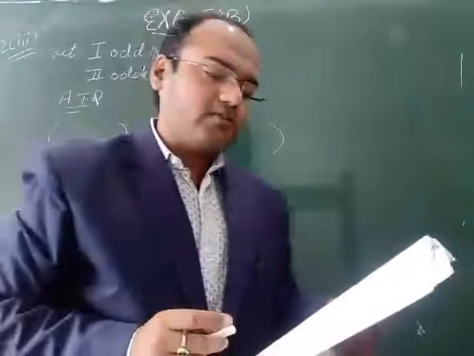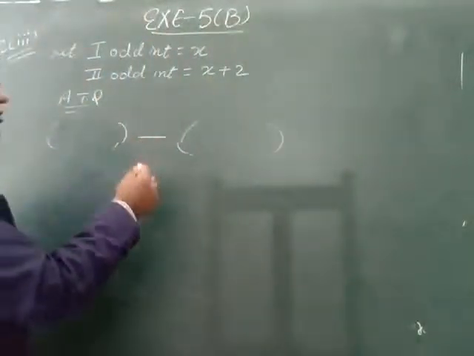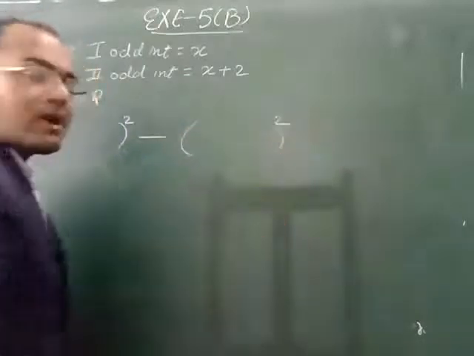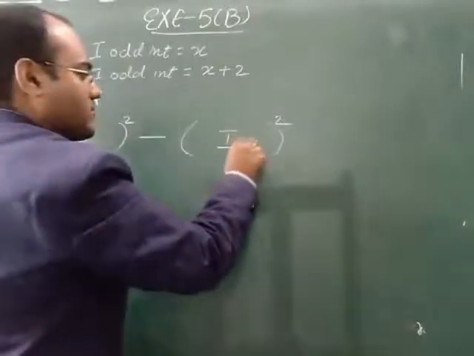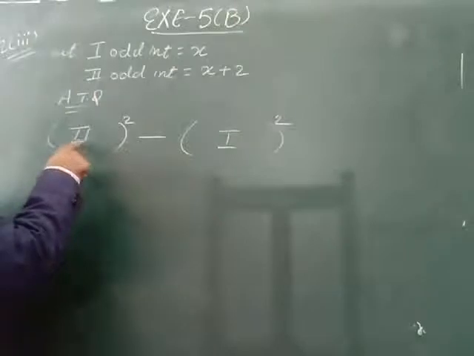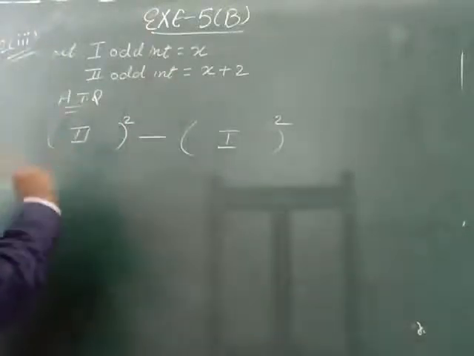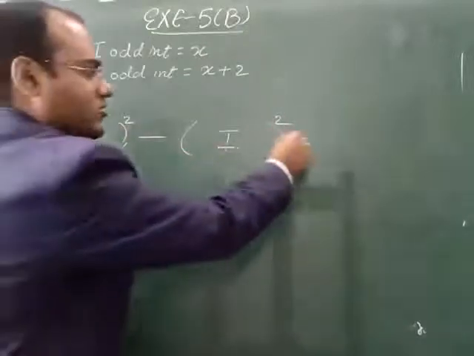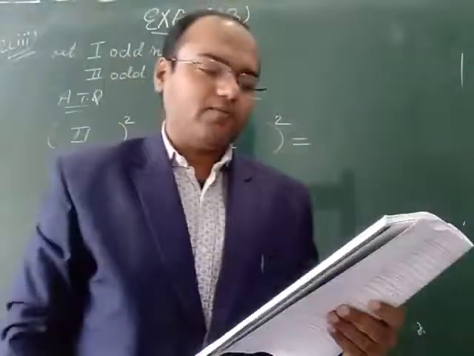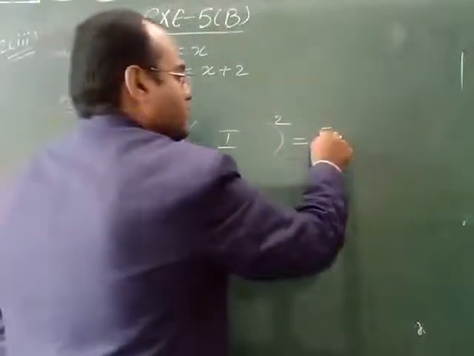What is the question? Difference between the squares. Difference means minus. Whose difference do we have to find? The squares' difference, so here we take power 2. Second number square minus first number square. Why am I writing the second one first? Because the second number is the larger one. Now second number square minus first number square is equal to 56. The difference of these two numbers is 56.